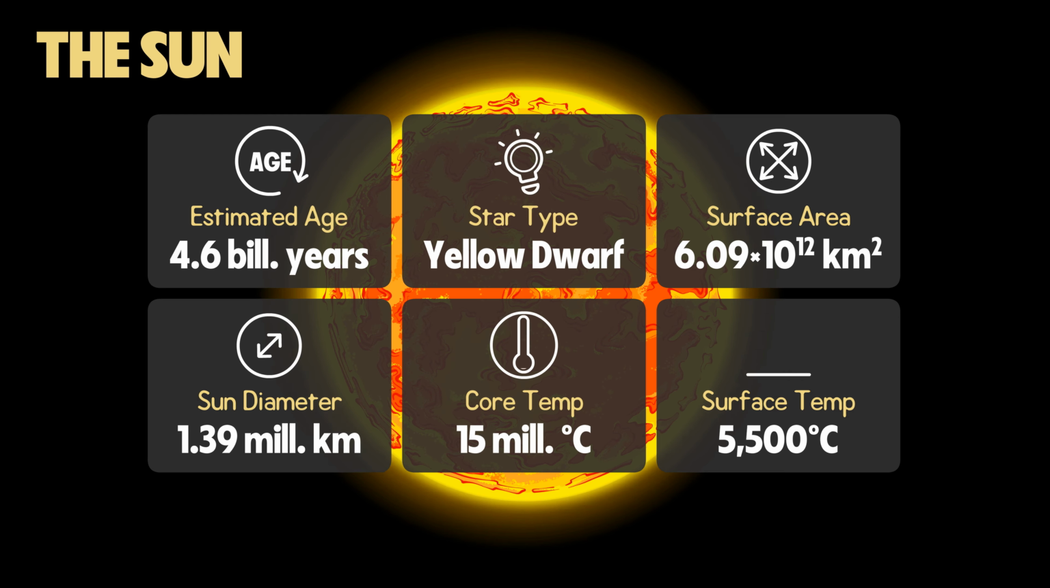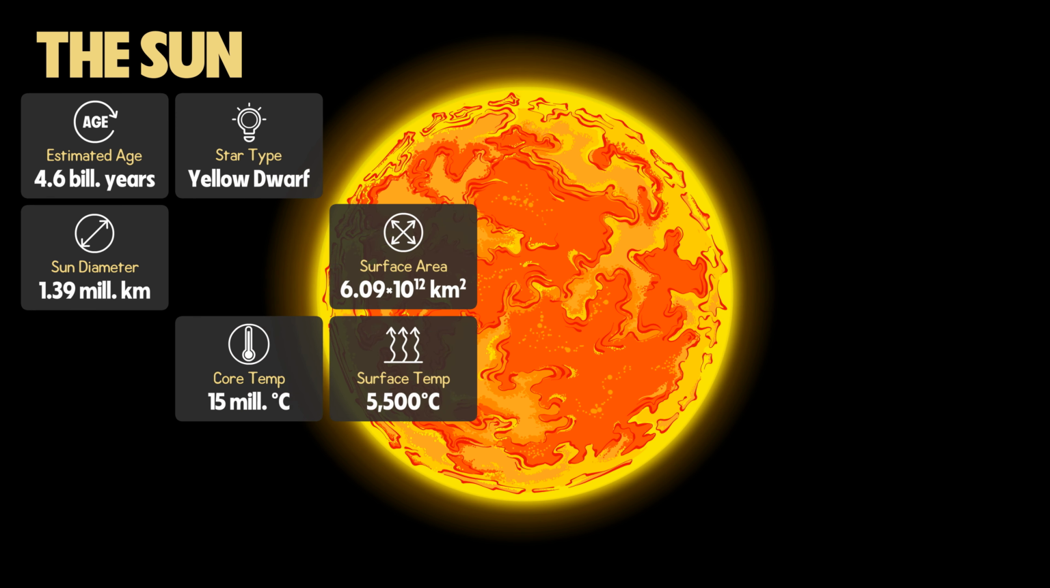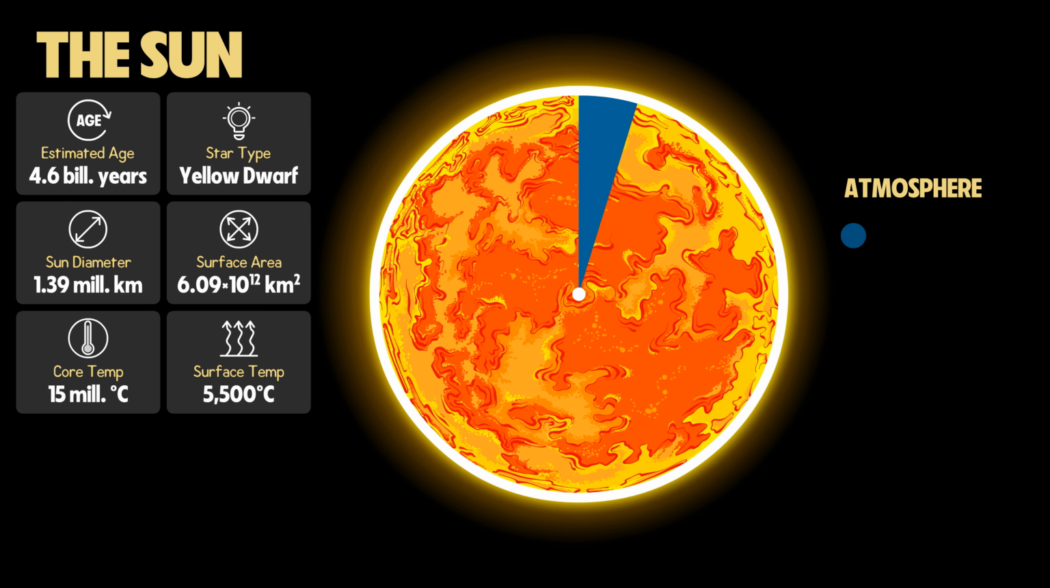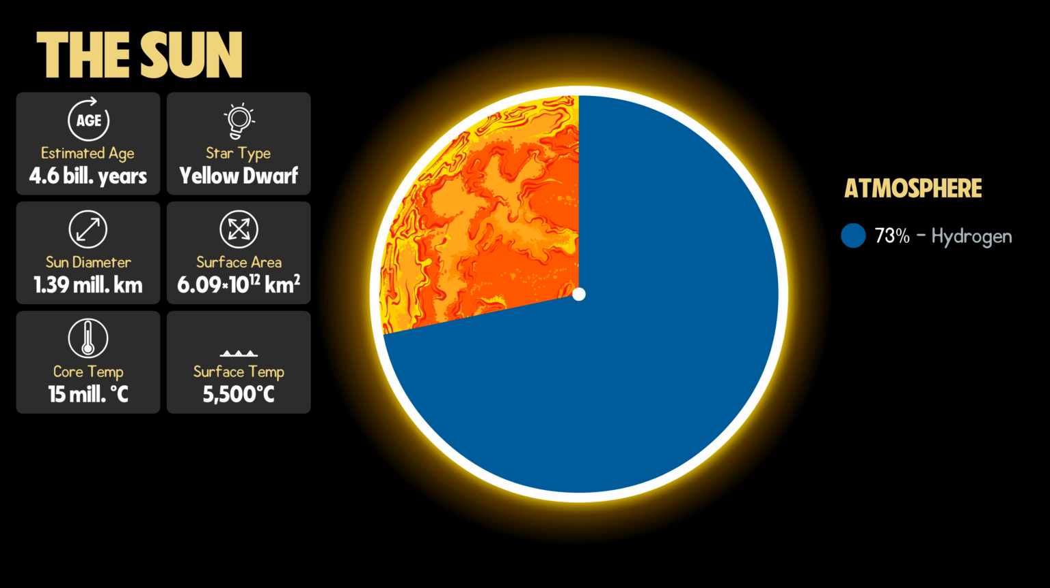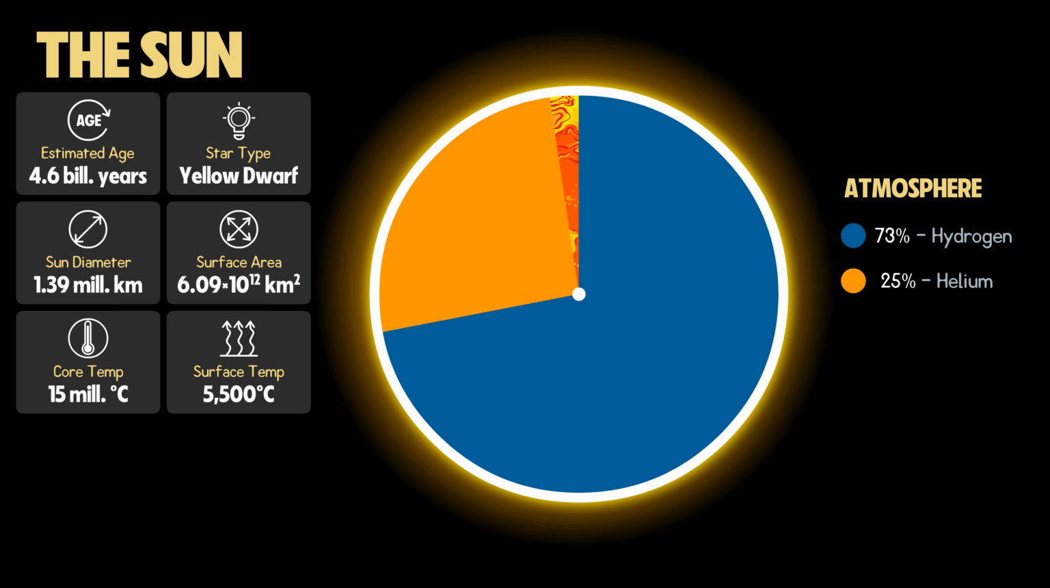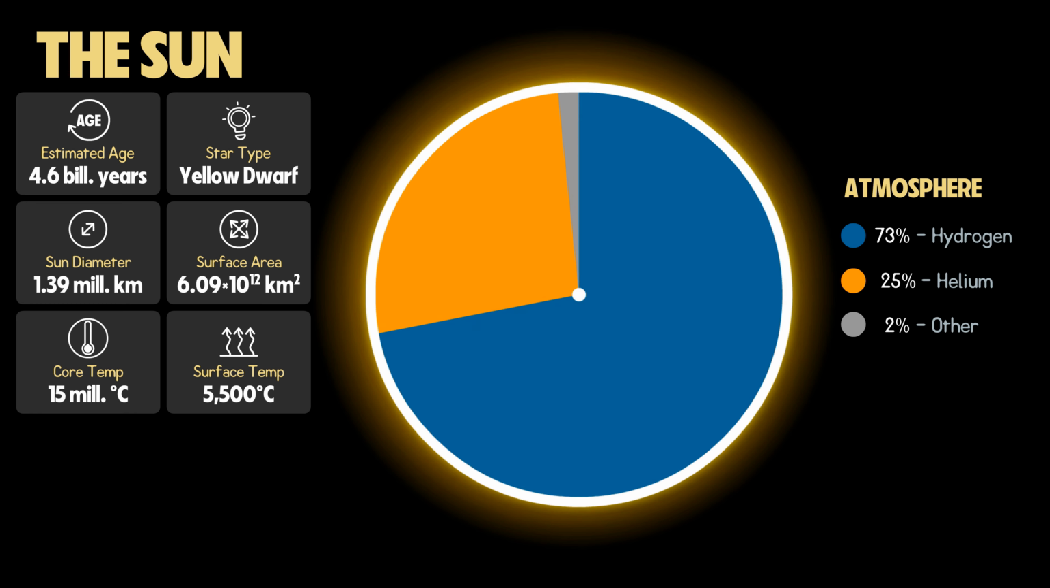The Sun, a yellow dwarf star, is about 109 times bigger than Earth, and its surface is incredibly hot, reaching thousands of degrees Celsius. It's not just a fiery ball in the sky, it's also the lifeline that sustains life on Earth. The atmosphere is primarily composed of hydrogen, followed by helium, with smaller amounts of other elements.